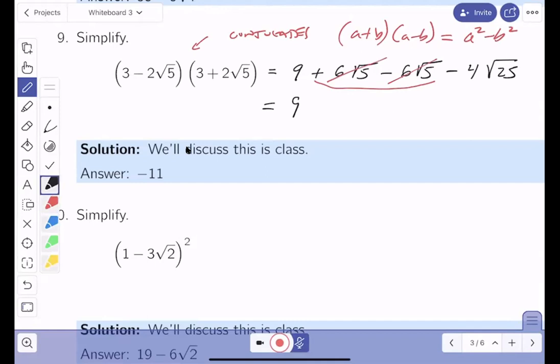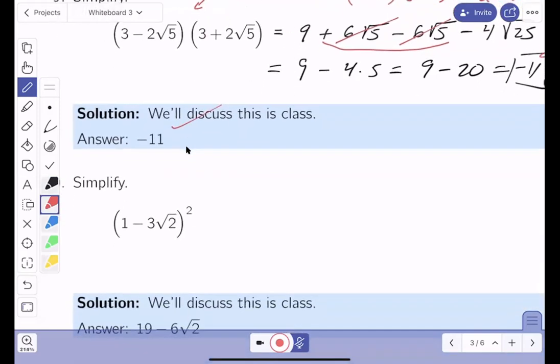All right. Let's go to the last term. What's the last term going to be? Minus 4 times, what's the square root of 25? 5. Let's keep going. 9 minus 20, which is minus 11. Let's look at the key, see if they got that answer. And they did. All right, let's do number 10.